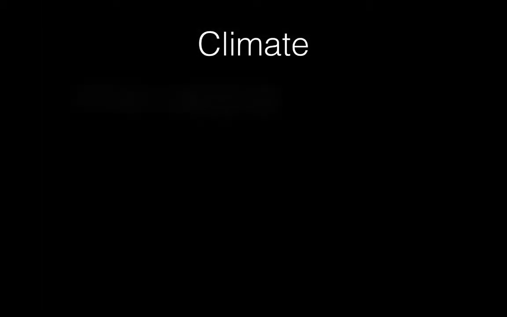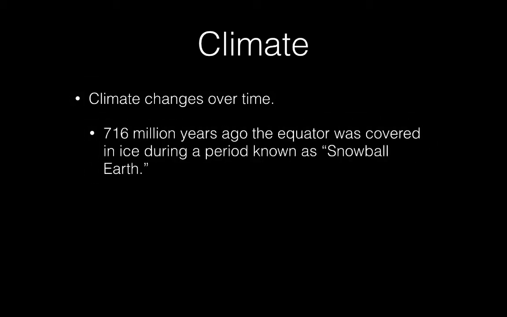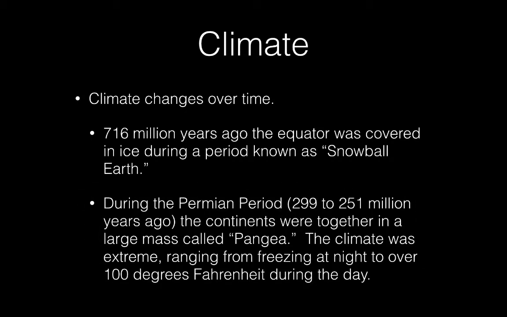Climate. Climate changes over time. 716 million years ago, the equator was covered in ice during a period called Snowball Earth. During the Permian period, which was 299 to 251 million years ago, the continents were together in a large mass called Pangaea. The climate was extreme, ranging from freezing at night to over 100 degrees Fahrenheit during the day.